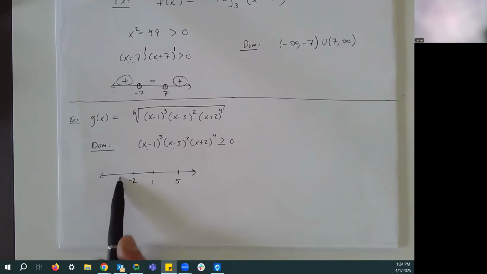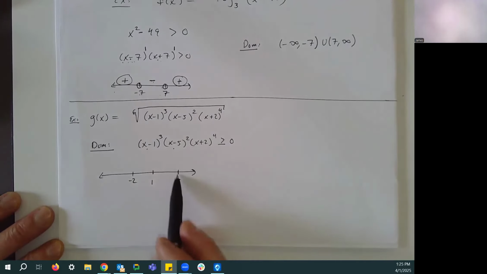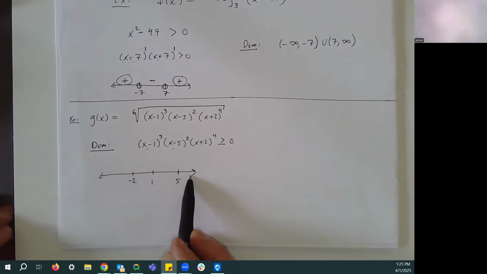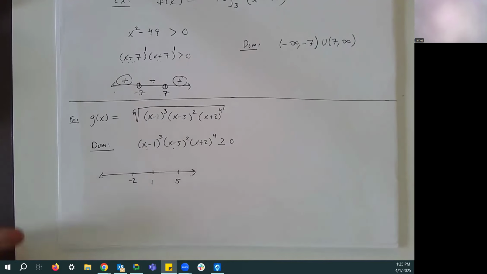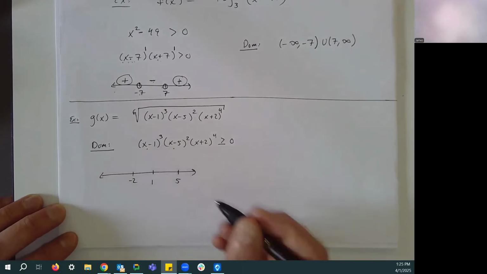I have 1, 2, 3, 4 intervals, or always one more interval than you have numbers on your number line. If you have 3 numbers, you got 4 intervals. If you have 2 numbers, you have 3 intervals, right? Because you have one interval to start with, and then once you put a number on there, you're breaking it up into one more piece. So we are going to start furthest right and pick a number larger than 5, and the unoriginal answer is 6. So we plug in 6, positive, the whole thing's positive.